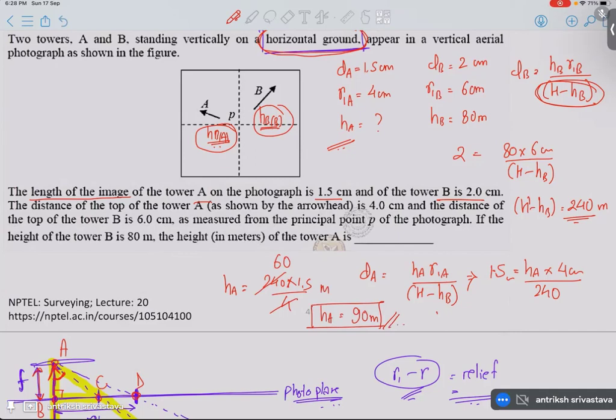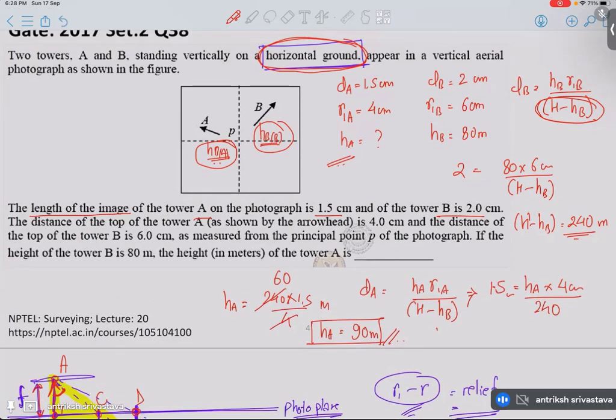Everyone understand this? Okay, I am assuming that you understand. And if there is any mistake that I have done, you can let me know that also. Okay, we'll go to the next question.